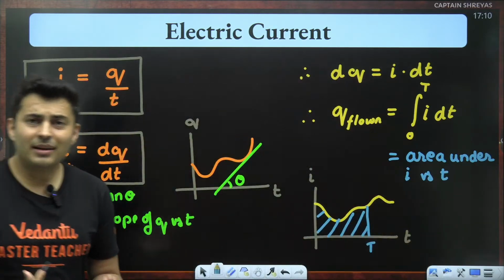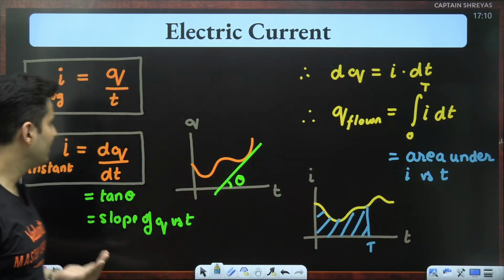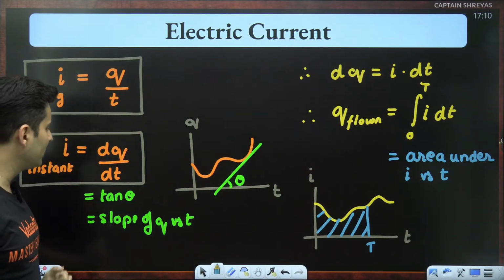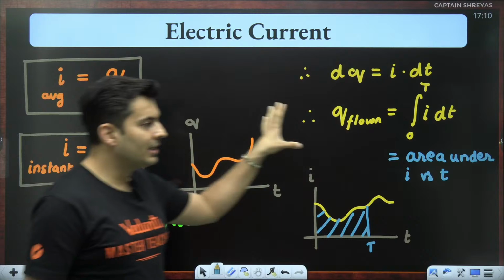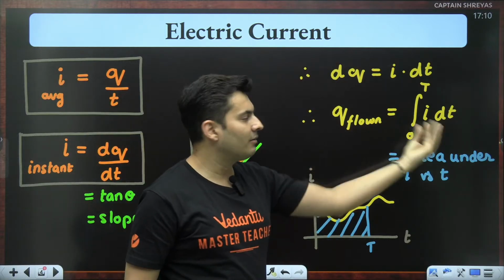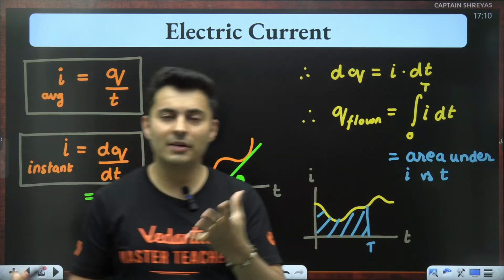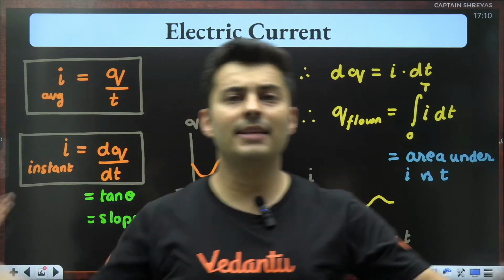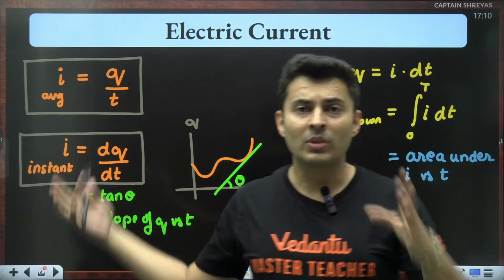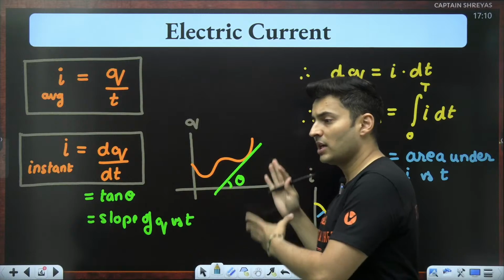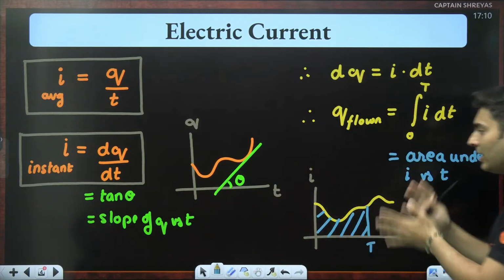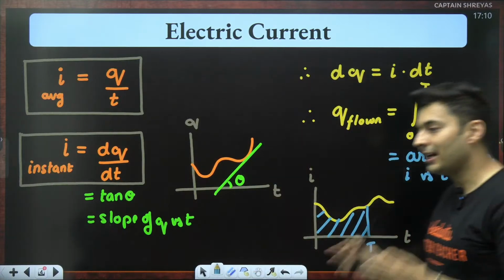This is very similar to position and velocity, guys. Velocity was the rate of change of position, and when you integrate it, the displacement is the area under the velocity time graph. That is how derivatives and integration work. They are exact reverse processes of each other. Derivatives are always associated with slopes, and integration is always associated with areas.